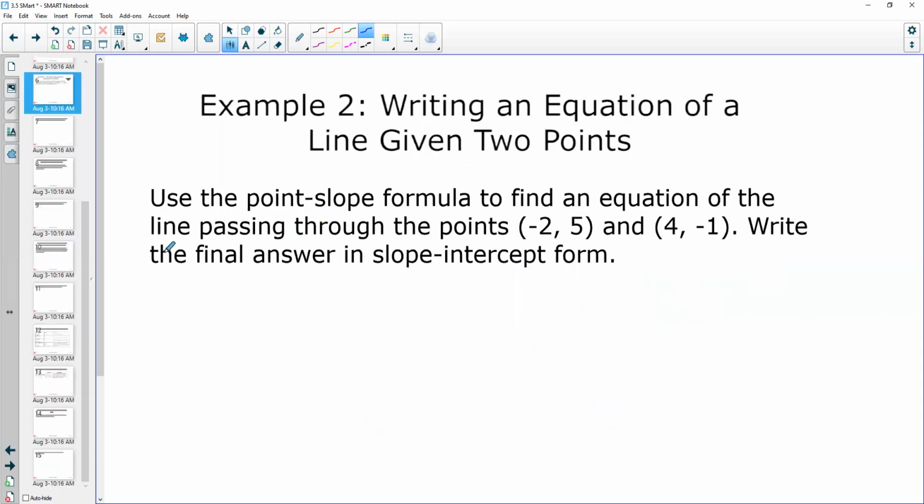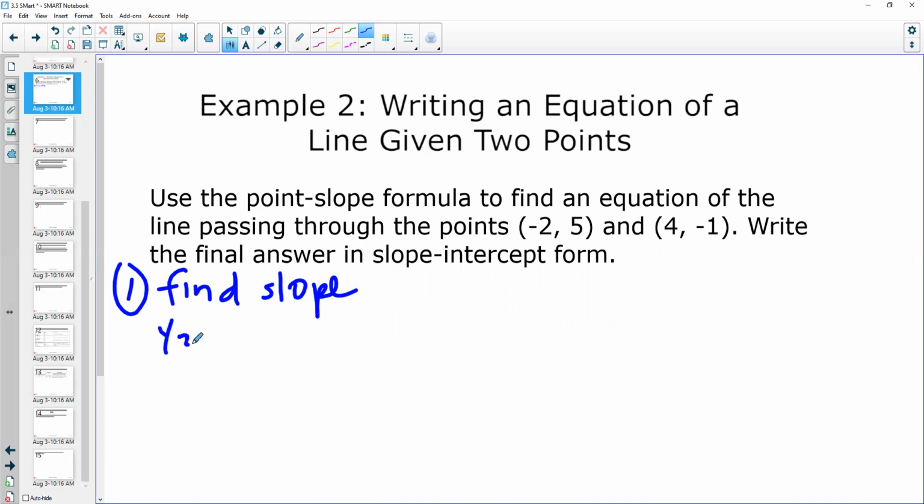So we're going to use the point slope formula to find the equation of a line passing through the points -2, 5 and 4, -1. So in this case, it gave me 2 points and no slope. So the question you have to ask yourself is, what the heck do we do now? Well, we have a process for finding the slope, right? We know how to do that. So the first thing I'm going to do is find the slope. And given 2 points, that's completely possible.